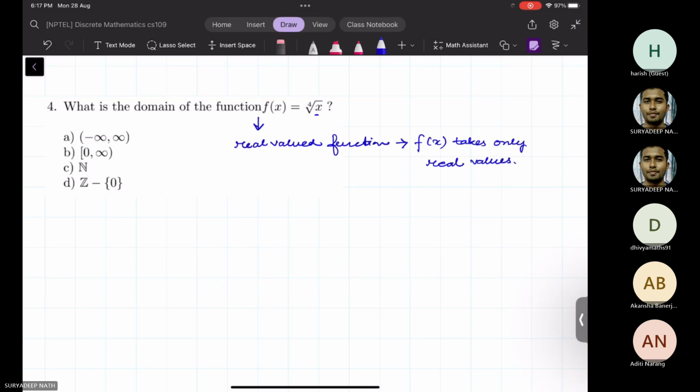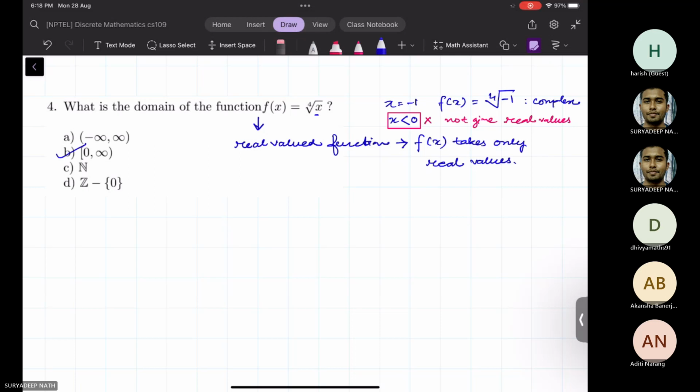What happens is that if you have a negative number, let's say x equal to -1, then f(x) is the fourth root of -1, which is complex. This is not a real number. Therefore, x cannot be negative. So x less than 0 will not give you real values. Therefore the domain of the function is 0 to infinity, right?